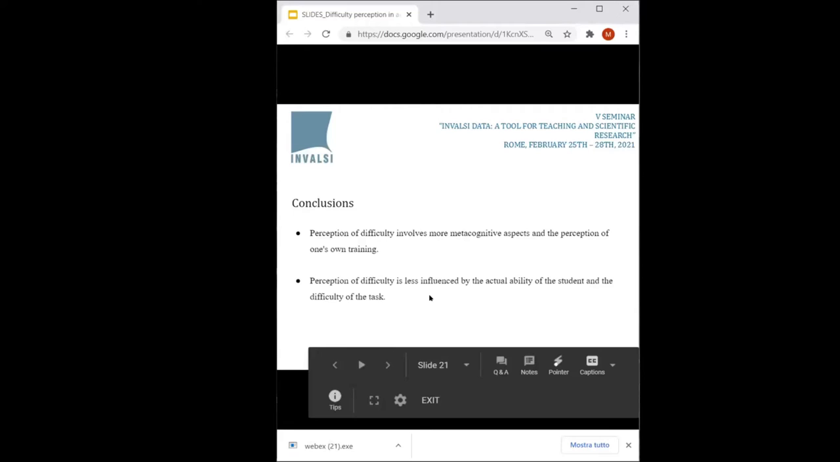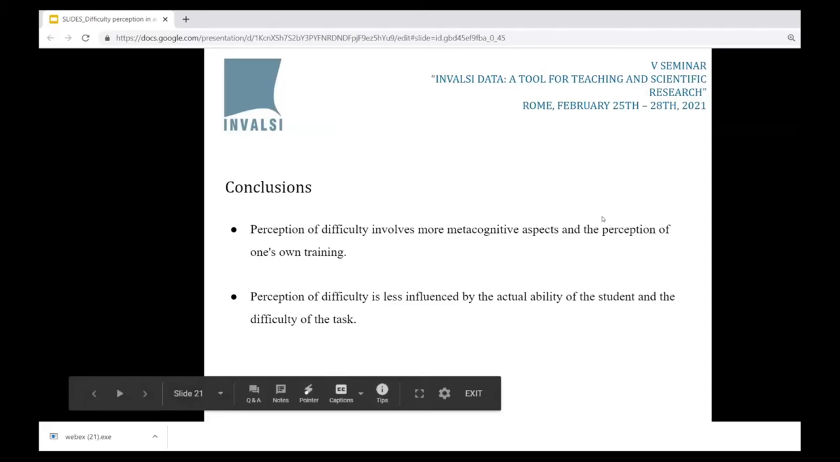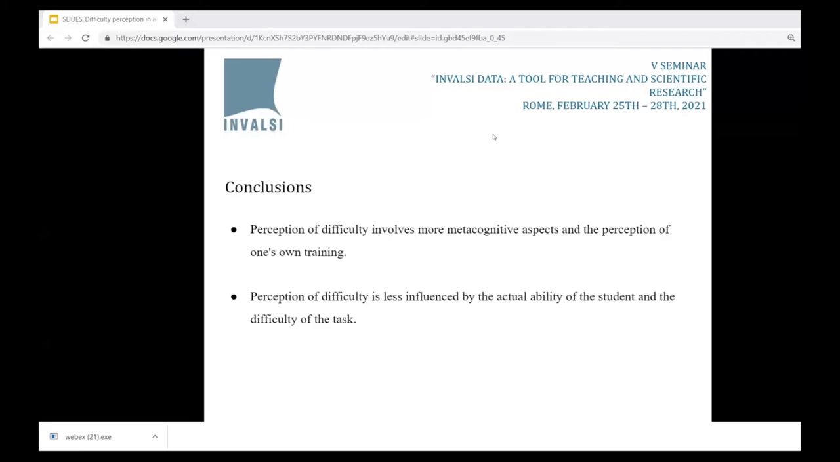So in conclusion, this first qualitative study highlighted that perception of difficulty involves more metacognitive aspects and the perception of one's own training. And perception of difficulty is less influenced by the actual ability of the student and the difficulty of the task. So, for example, one's perception of difficulty can be influenced by how much time I have studied and not by how much I have learned. Or it may be influenced by having seen similar tasks in class, but not by actually being able to solve them.